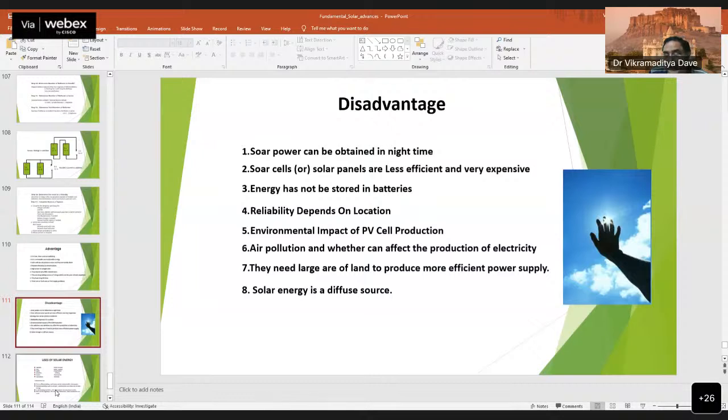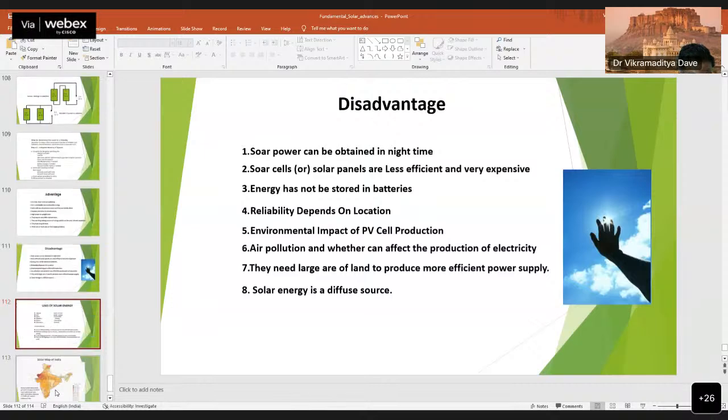Then more land is required, because this is not a vertical way, it is a horizontal way of developing it, therefore more land is required. So if you have barren land, it is very good, as in our case in Rajasthan, where Jaisalmer and Barmer are the areas where we have a lot of barren land. But in a highly densely populated state like Uttar Pradesh or Bihar, you will not find more land to install this type of solar photovoltaic. Okay. Then also solar energy is a diffuse source. It is not a permanent constant source.